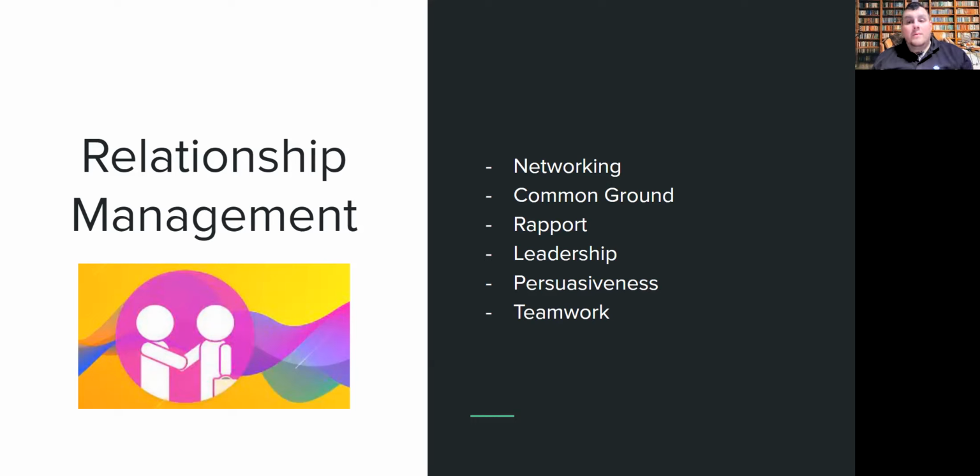The ability to understand common ground with others, as well as to find that common ground, is extremely important, as well as to build rapport and to be able to have that back and forth and that understanding with others, and have those friendships and relationships that they can continue to come back to on a regular basis.